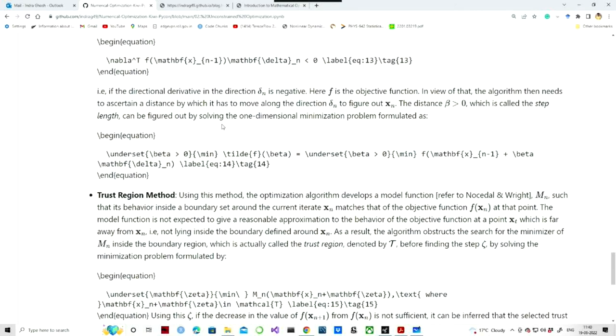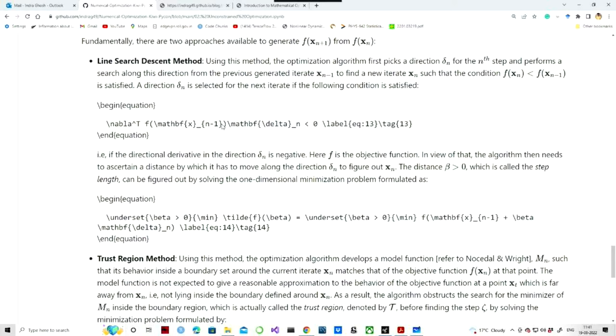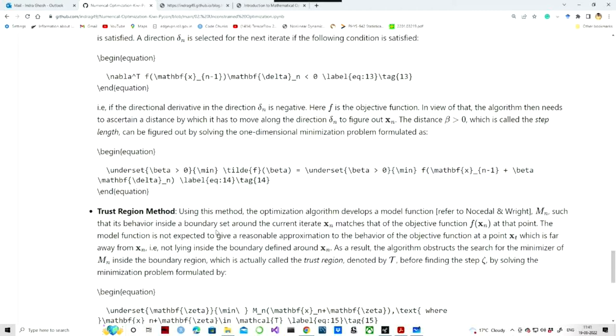Pretty weird. Anyhow, so that's the whole thing. So we need to follow this condition. There is another method called trust region method, but that's out of the scope of this whole tutorial. So I'll just keep it.